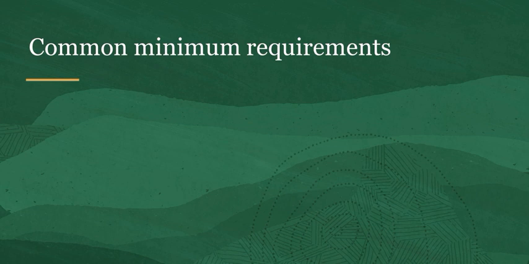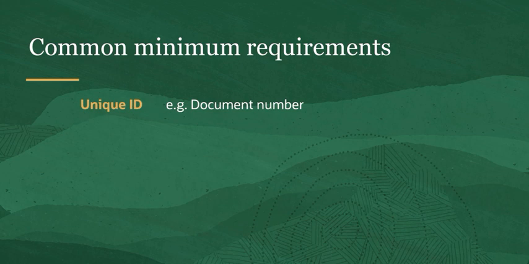So, what are the common minimum requirements that most standards recommend, and how does Aconex deal with them? First, there's a unique ID. In Aconex, this is the document number. It's the only field that must be unique. Remember that this should always match what's on the hard copy of the document. Then there's subject. Most standards specify this as a way of identifying the nature of the document. In Aconex, this is often the discipline, like mechanical, engineering or electrical.